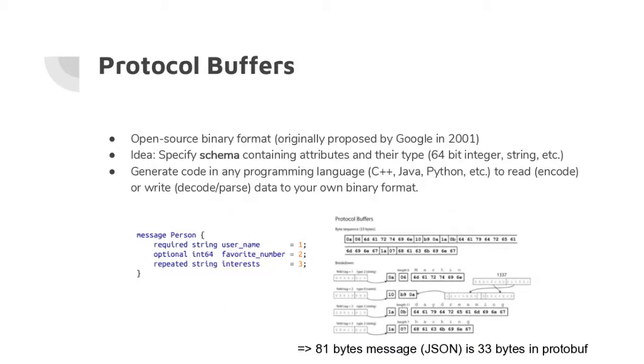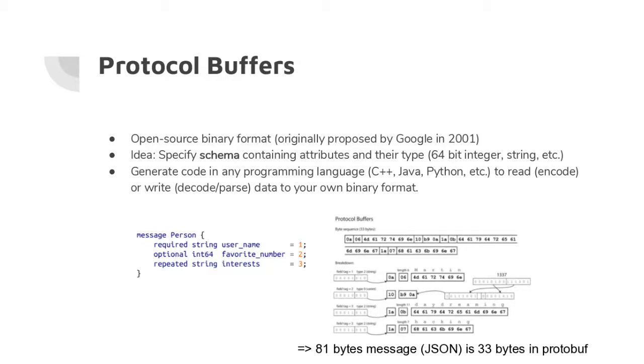And then you have protocol buffers, which was originally proposed by Google in 2001, and they have a binary format. So the idea is you have a schema, and you see it here. For the message, you have username, favorite number, and interests. And interest is a repeated string, so it's an array of strings. Favorite number is an int, in this case with 46 bits. And you specify that schema, and with that schema, you can encode a message in a more efficient binary representation. And the same message in JSON would be only 33 bytes in protobuf. So that's already half the space required for storage and communication.